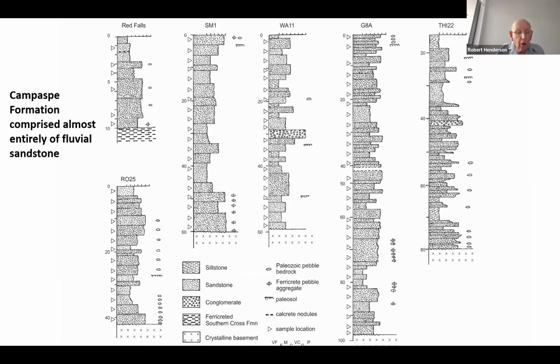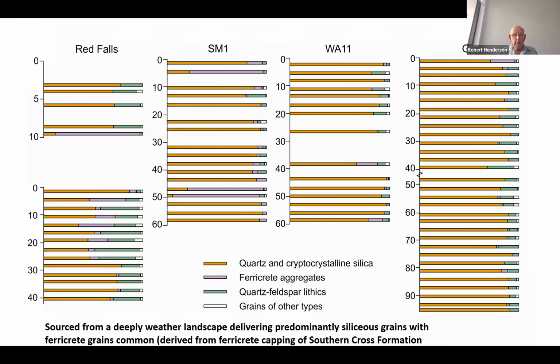Okay, and we've sampled, or Max did this. He sampled the Campaspe at horizons shown by these little triangles, so quite a few samples, and then he analysed the sediment to determine, first of all, the grain size and its character, but a little bit more than that as well, because he looked at the makeup of the sediment in terms of grain composition.